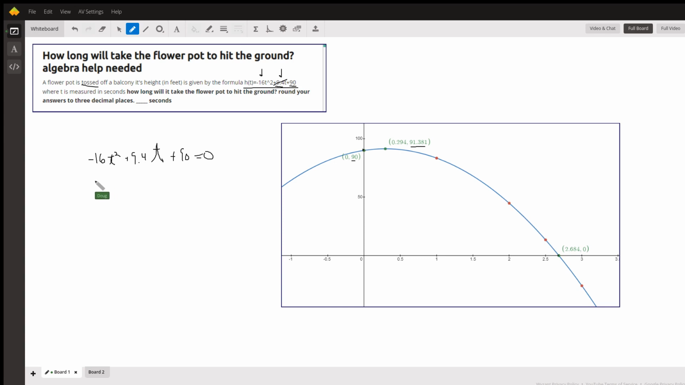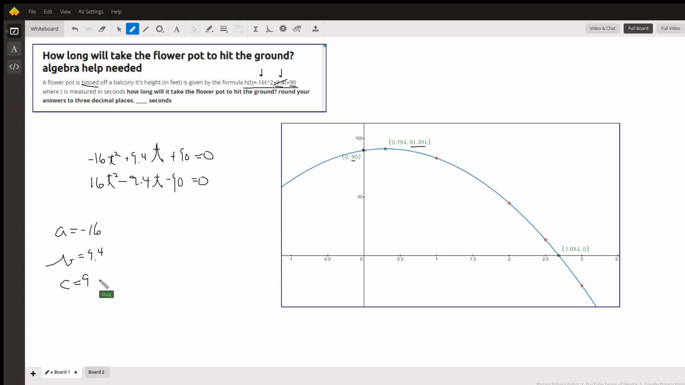If you don't like your leading coefficient to be negative, you could also multiply every term by -1. Solve that equation, you'll get the same result. And I'll use the first one, make mention of the fact that in the quadratic formula, a is -16, b is 9.4, c is 90.